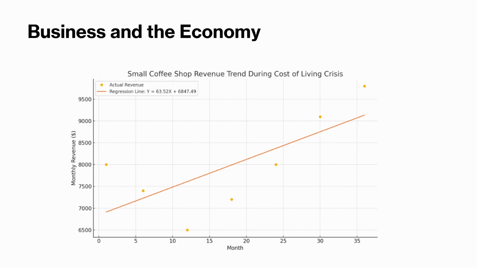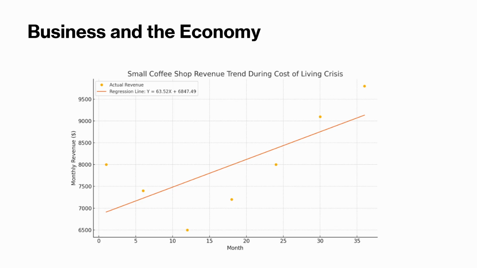The regression line provides valuable insight into how the small coffee shop's revenue has responded over time to the pressures of the cost of living crisis. Within the business and economy framework, it reflects how consumer spending patterns shift in response to broader economic conditions, such as inflation, reduced disposable income, and rising living costs.